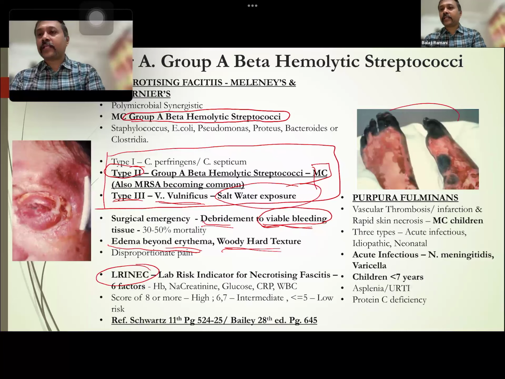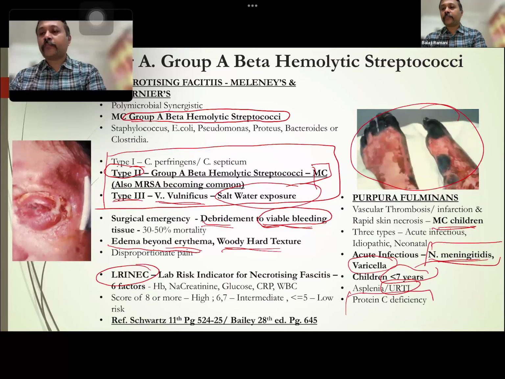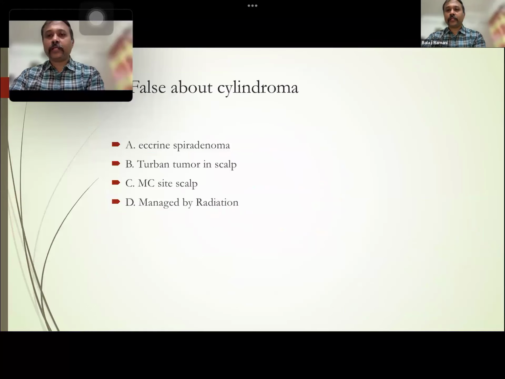Now this is characteristically your purpura fulminans. It typically happens in children as a result of Neisseria meningitidis, or due to varicella infection. Commonly due to Neisseria meningitidis, the acute form is the most common one, and children less than 7 years are affected, usually with an antecedent upper respiratory infection associated with protein C or S deficiency. And vascular thrombosis, basically the principle, you can see that there is patchy thrombosis of the skin, infarction, and rapid skin necrosis. All these three commonly happen.